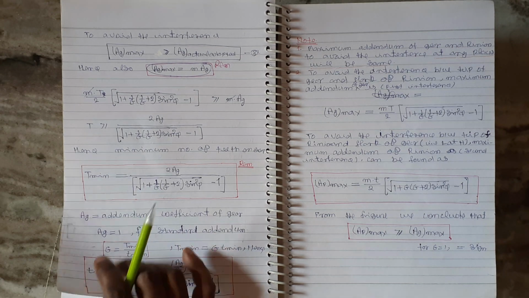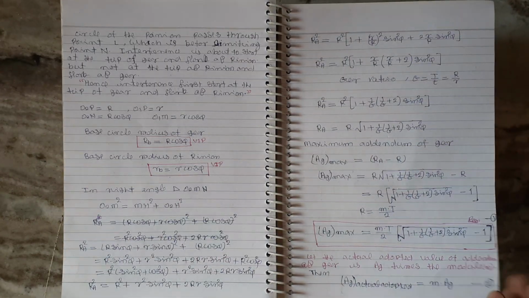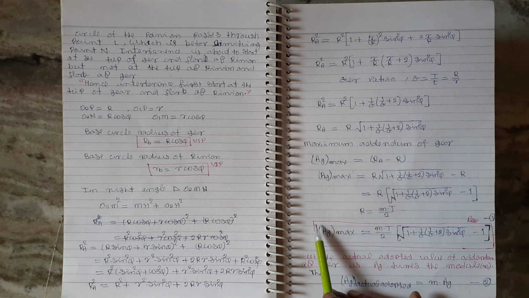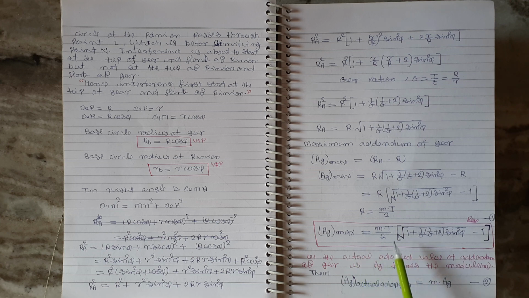Sometimes they ask what the maximum addendum is to avoid interference. This is the intermediate formula. This is also very important and sometimes needed, so I recommend you remember this formula also. The maximum addendum of the gear can be calculated from this formula as m into capital T divided by 2, inside a big bracket, under root 1 plus 1 by z plus 2 sin square phi, outside the root minus 1.